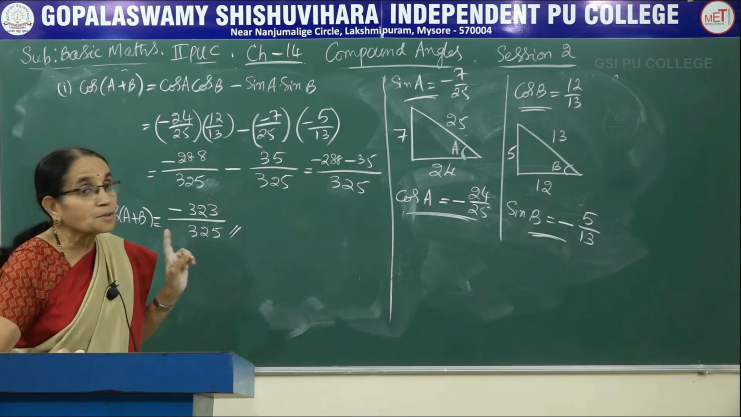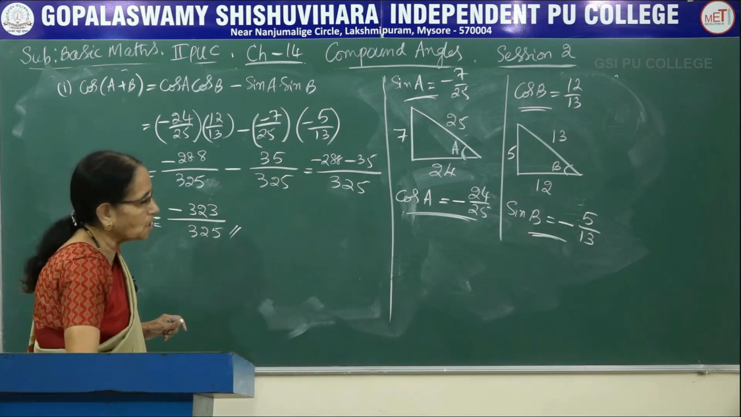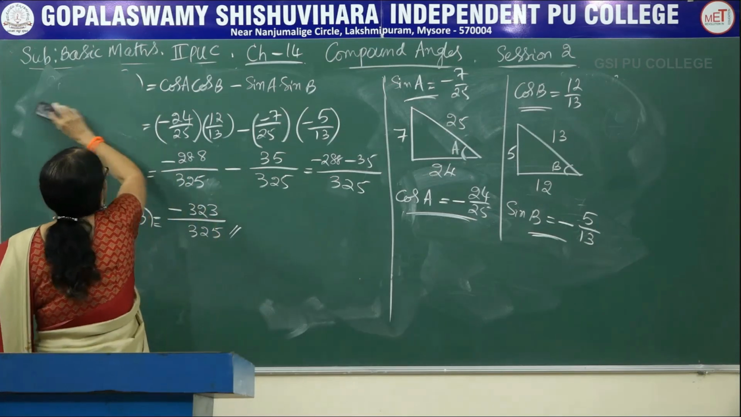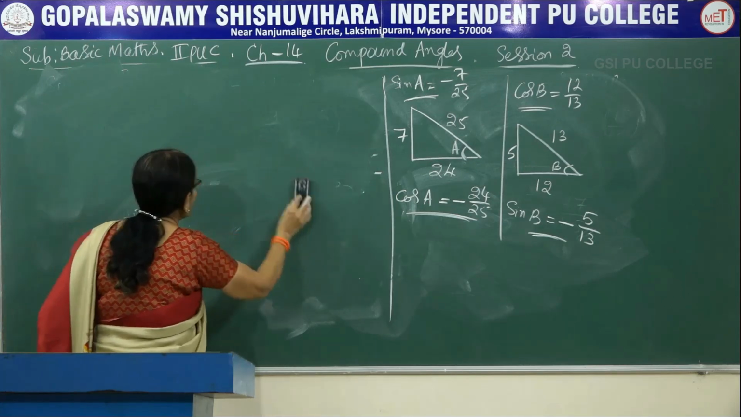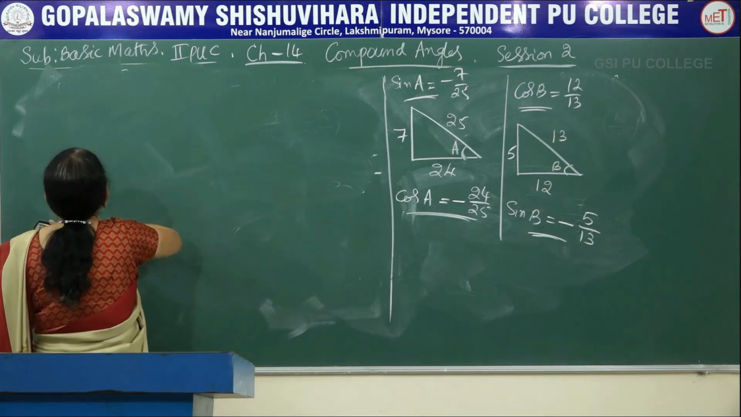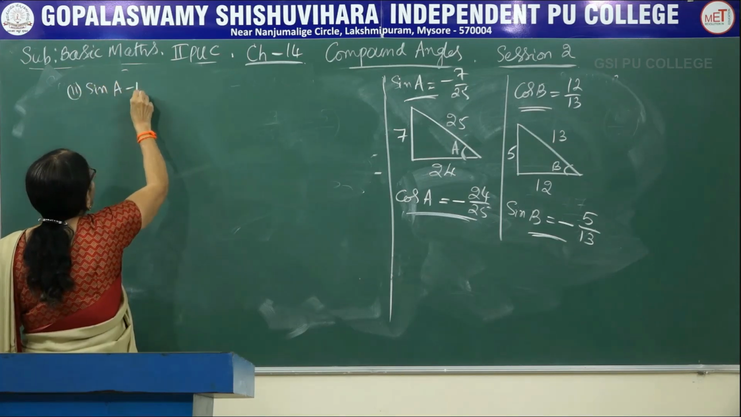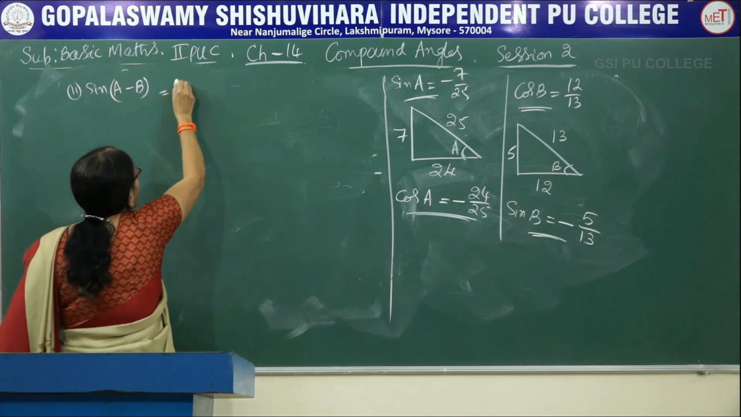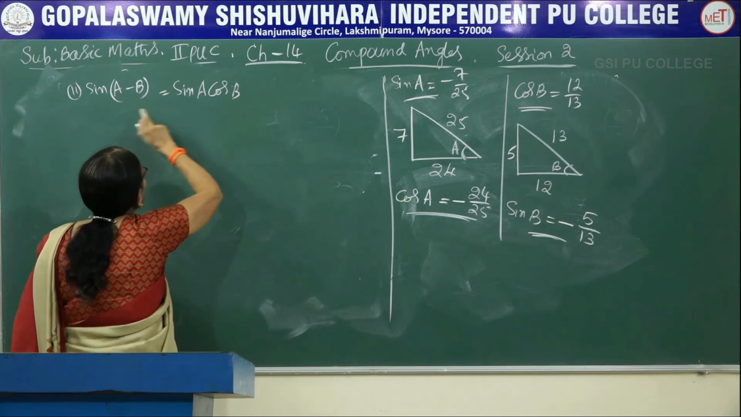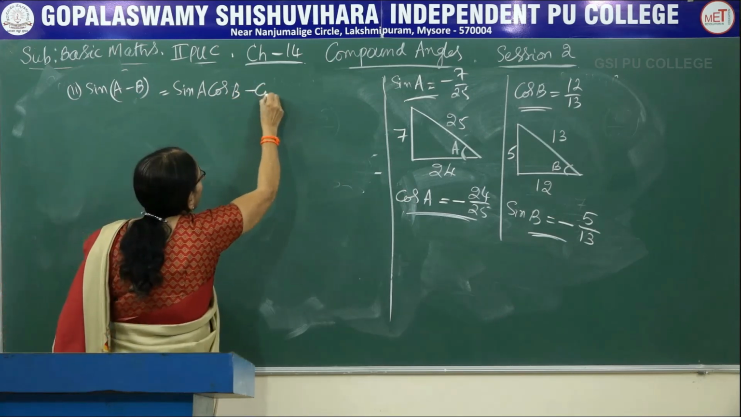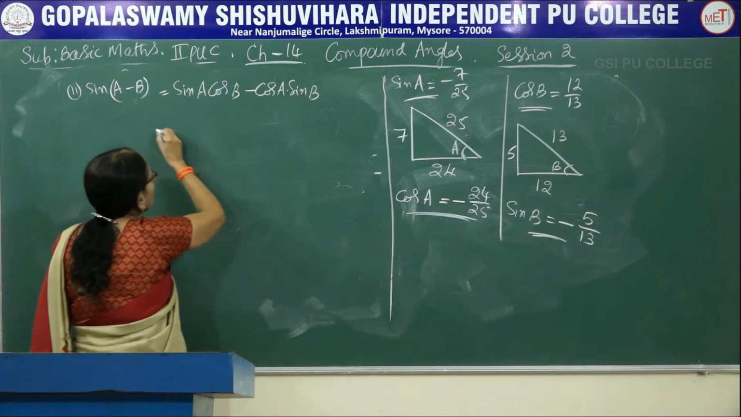Here we have to find sin of A minus B. That is the next calculation we have to do. So first one was cos of A plus B. Now it is sin of A minus B. Write the expansion first. Second one, sin of A minus B. What is the expansion here? Sin A into cos B. Here also minus, here also minus. It is cos A into sin B.